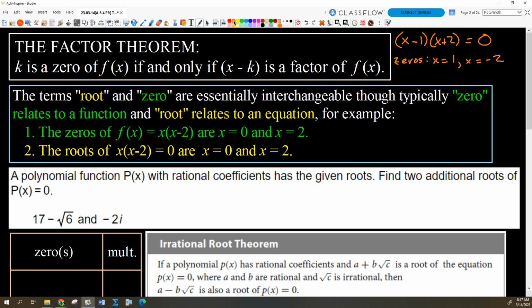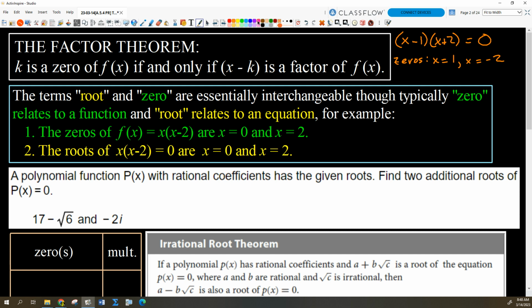Could we turn this around and go the other way? We could, right? There's nothing to say that we have to start with the function and factor it and then come up with the zeros. We could flip this around and go backwards, right? Anytime that we know we have zeros of a function, we know that those zeros have to correspond to factors, right? That's what the factor theorem says.